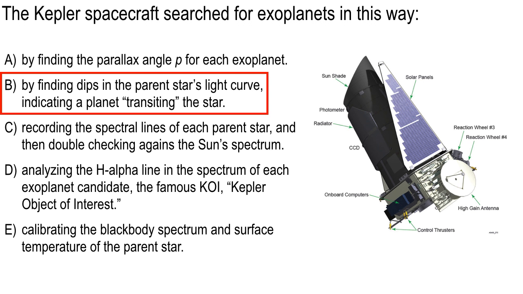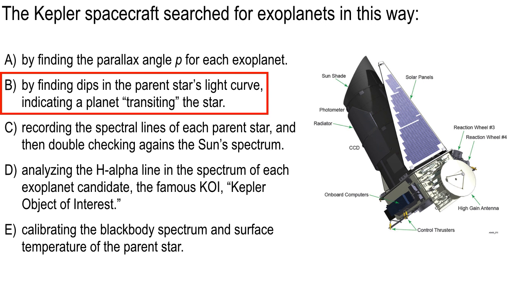The parallax angle for each exoplanet, they're not going to be able to dig that out. To get a parallax, you have to have a good amount of light, and the planets are not emitting light. They're actually blocking light. Because of that, they cause dips in the star's light curve that we can measure. That's B. Recording the spectral lines of each parent star and then double-checking against the sun spectrum, that won't tell you much about planets. It will tell you about the composition of that star, but not about planets.